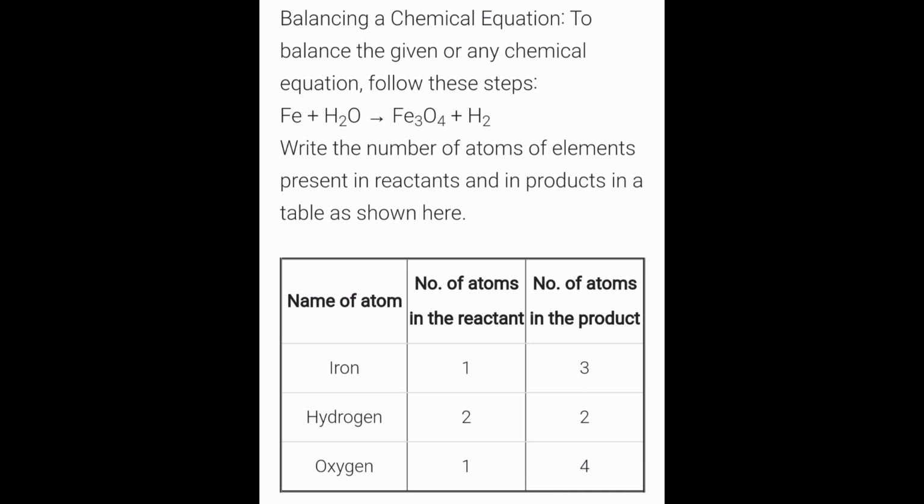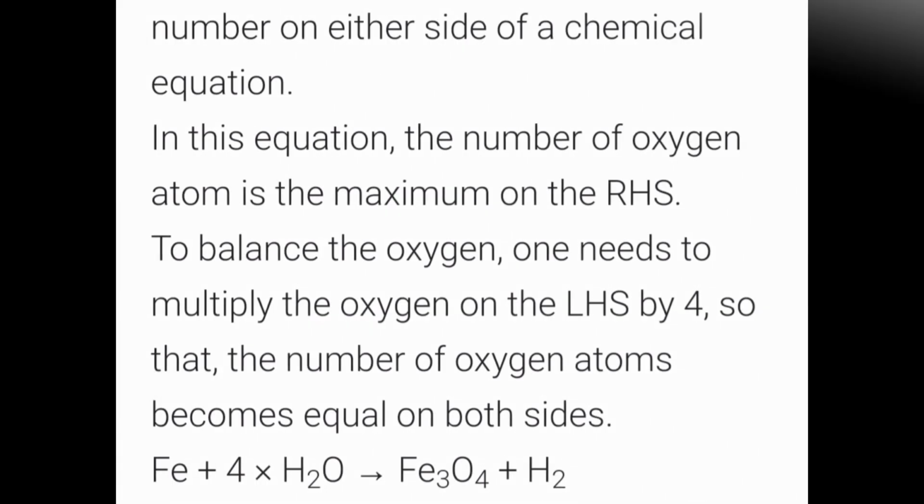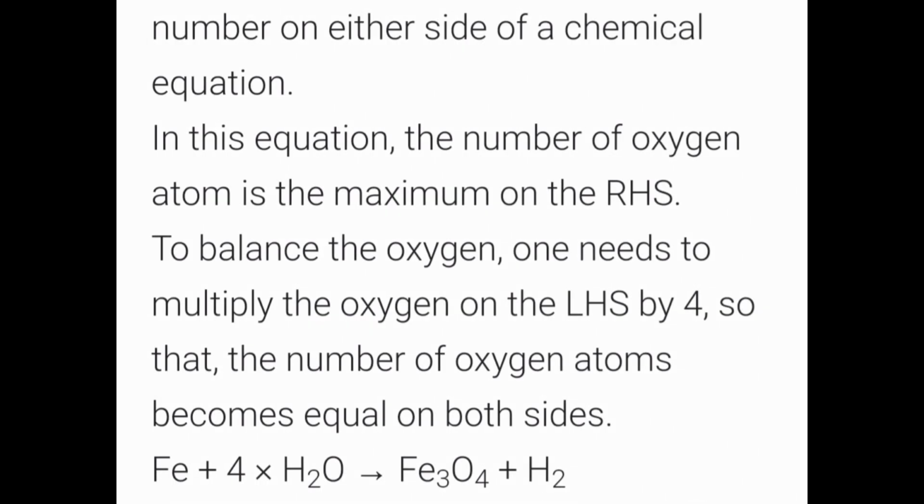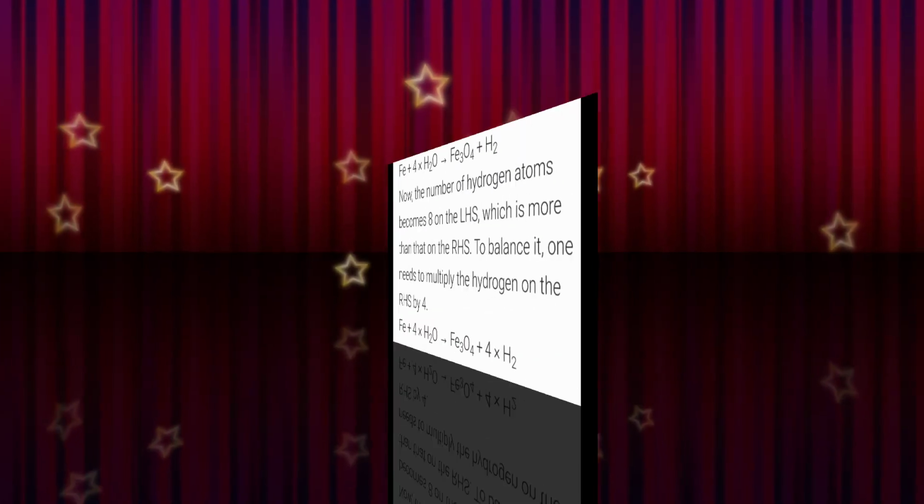Balancing a chemical equation. To balance any given chemical equation, follow these steps. Write the number of atoms of the elements present in the reactants and in the products in a table as shown here. Compare the number on either side of the chemical equation. In this equation, the number of oxygen atoms is maximum on the right hand side. To balance the oxygen, one needs to multiply the oxygen on the left hand side by 4 so that the number of oxygen atoms becomes equal on both sides.